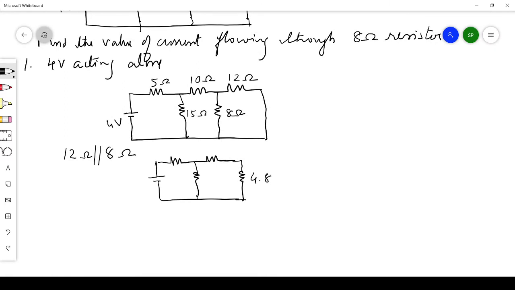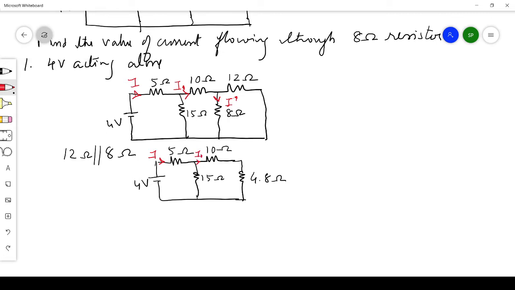I'll get it as 4.8 ohm, and here this one is 10, this one is 15 ohm, this one is 5 ohm, and here it is 4 volt. Let us take the current. I'll assume the current through this one as I1, and this is the total current I, so that you can easily identify. We want to find the current through this 8 ohm, so I'll mark it here as I dash. The first one here is I, and this is I1.